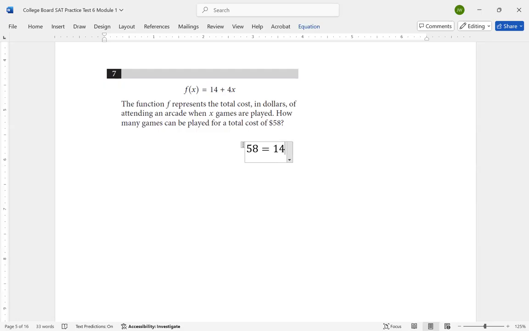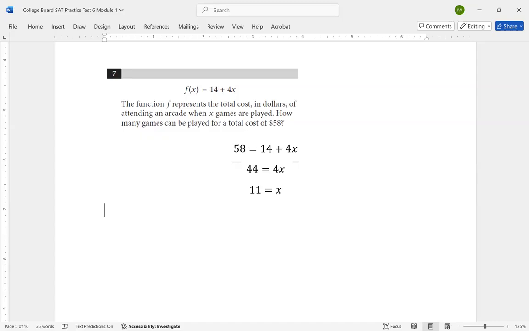So what we're going to do, we can either set up an inequality or we can just solve this equality. If you want to set up an inequality, that's fine as well. This 58 has to be greater than or equal to 14 plus 4x. But we can set up an equality as well and just solve and use logic. That's what I typically do. So we would subtract 14 from both sides, giving us 44 is equal to 4x. Then dividing both sides by 4, you get x is equal to 11.